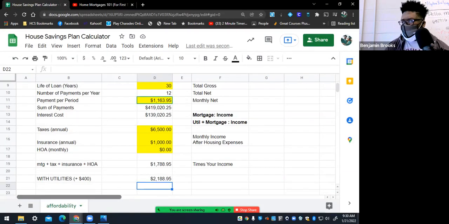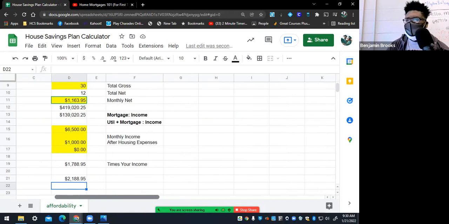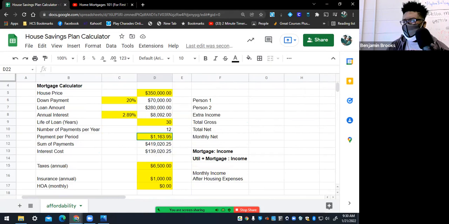All right. We've got time. Now comes the harder part, but it's not really that hard. So now we're going to actually determine if this is affordable or not.